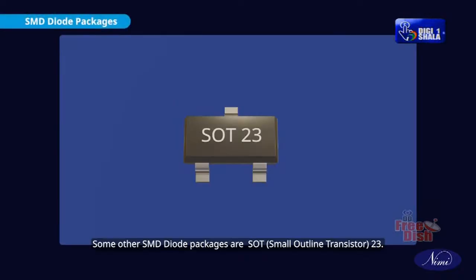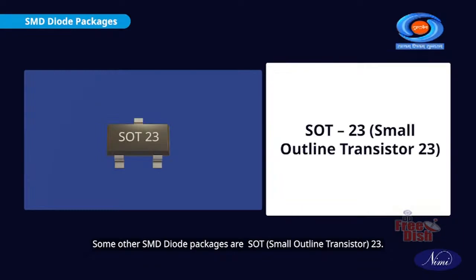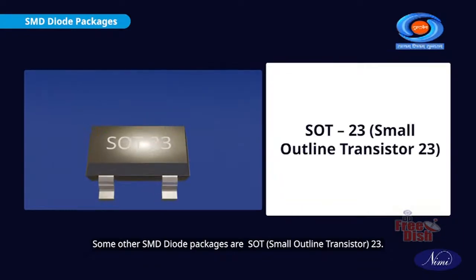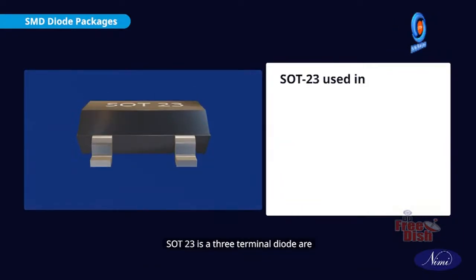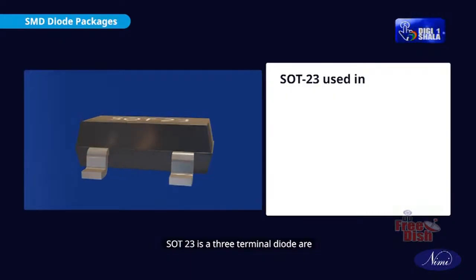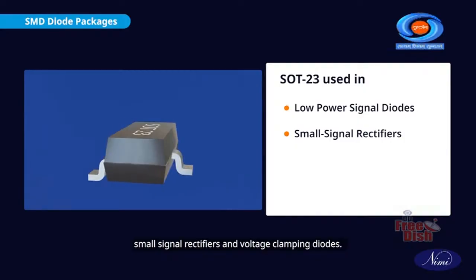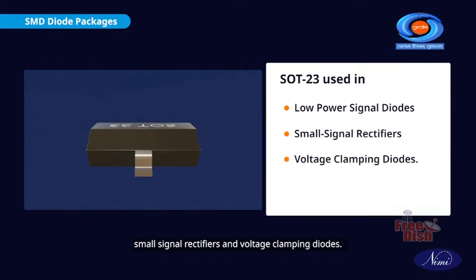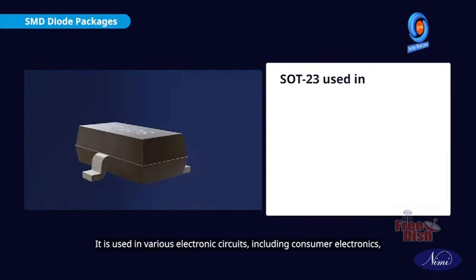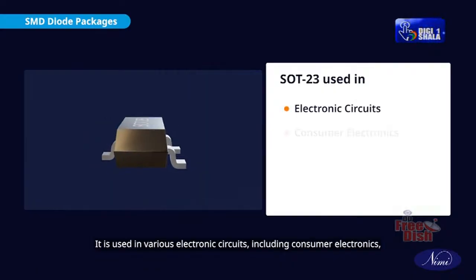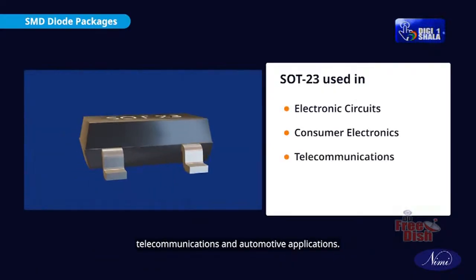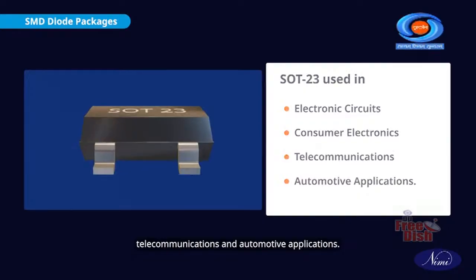Some other SMD diode packages are SOT, Small Outline Transistor 23. SOT 23 is a 3-terminal diode commonly used for low power signal diodes, small signal rectifiers and voltage clamping diodes. It is used in various electronic circuits including consumer electronics, telecommunications and automotive applications.